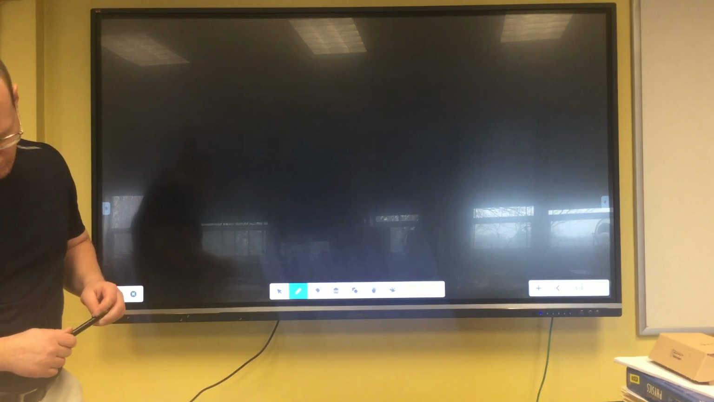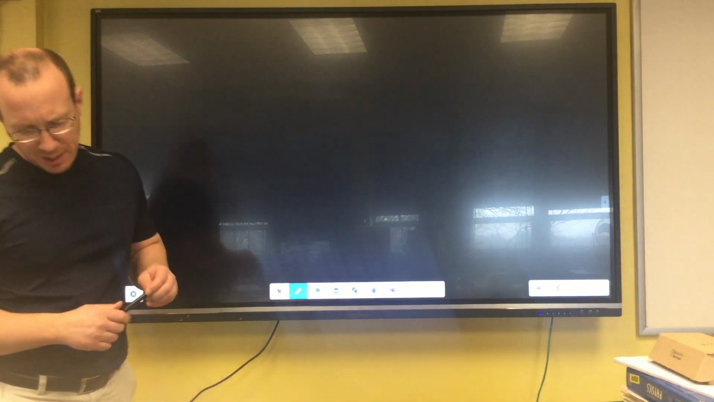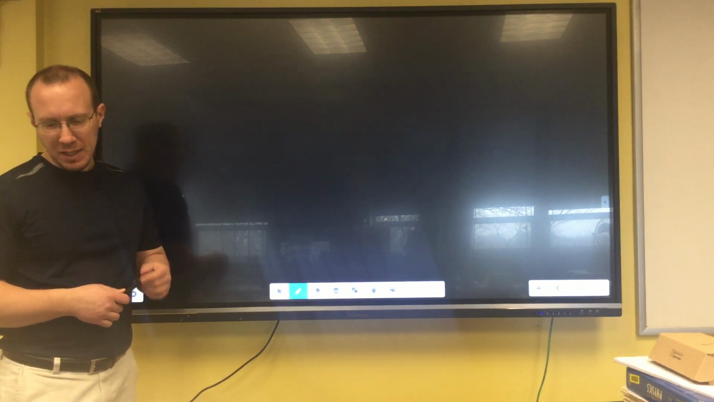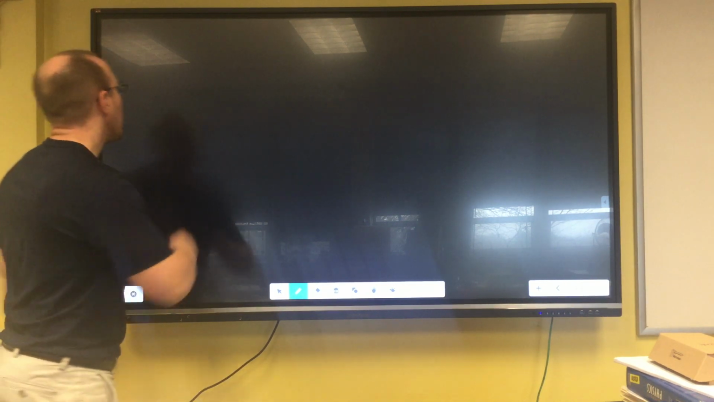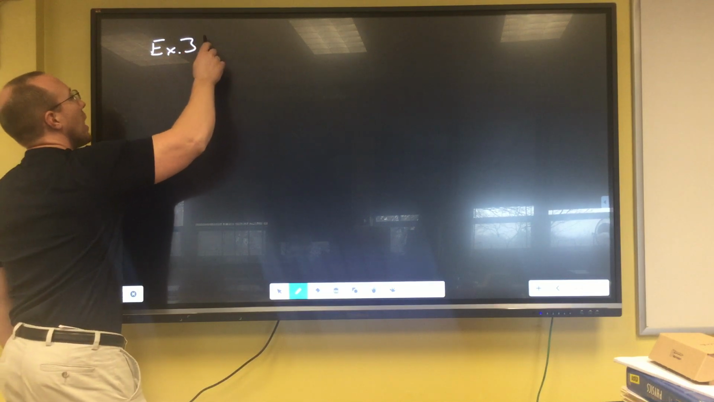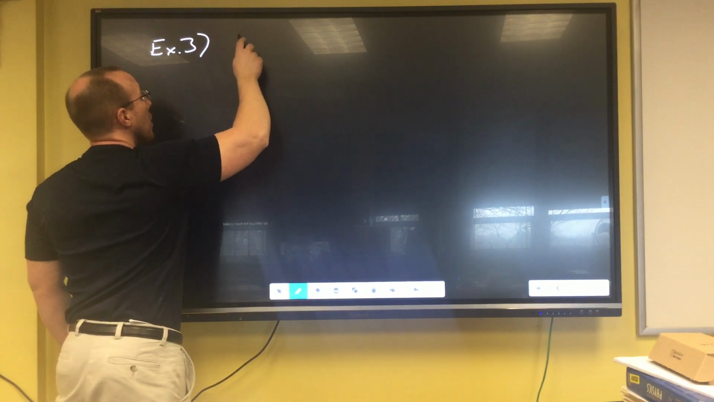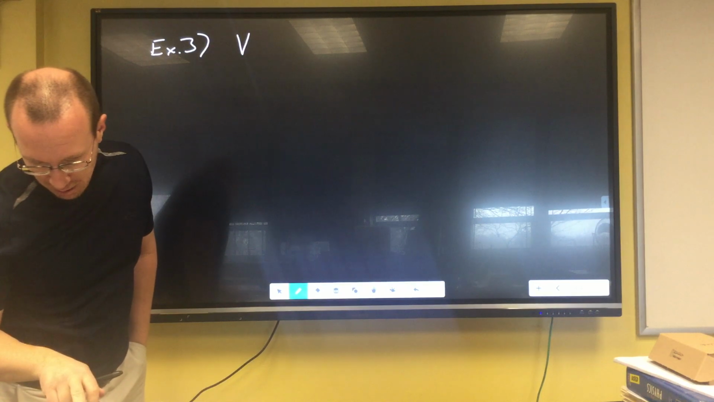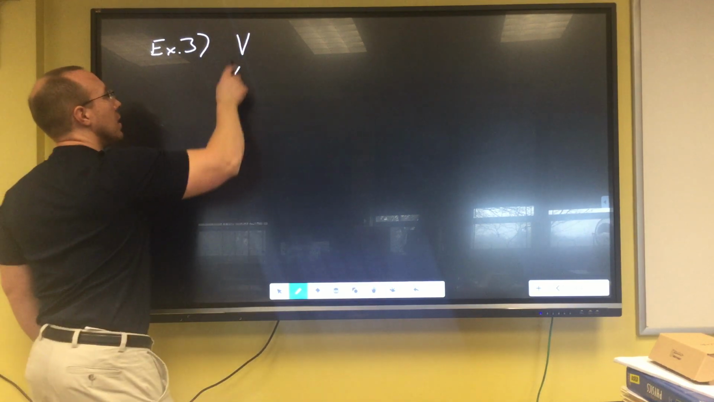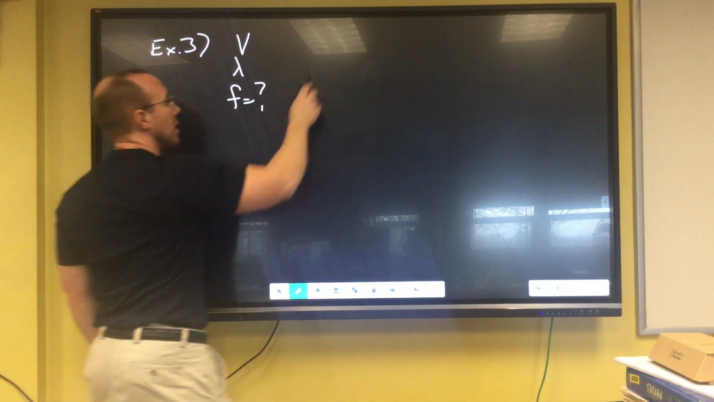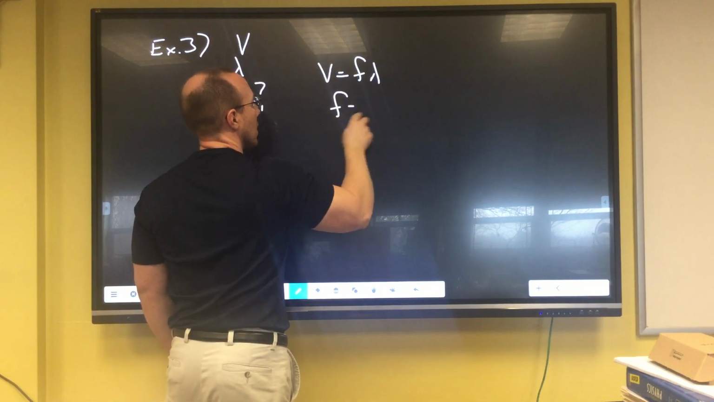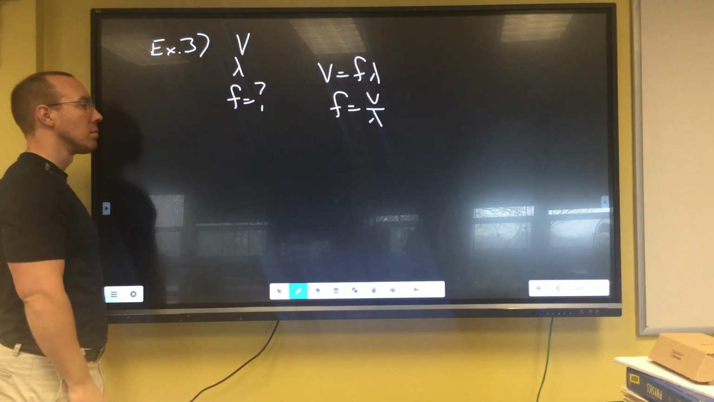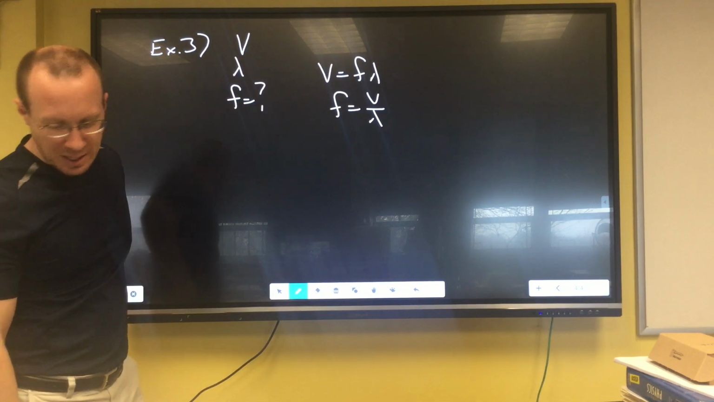Red light. Number 3 says red light is emitted from a helium neon laser with a wavelength of this, and then tells you how fast it travels. It says find the frequency. So for example 3, I'm not going to work through that, but we are given a velocity and a wavelength, and we're trying to find the frequency. Be careful with the nano, it's times 10 to the negative 9.